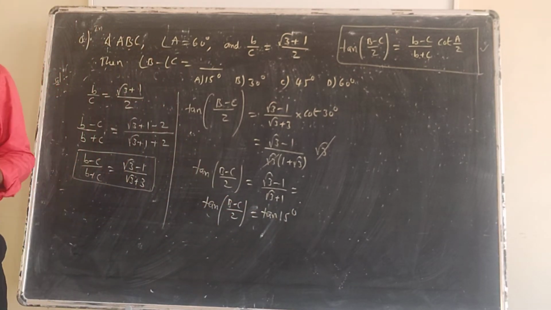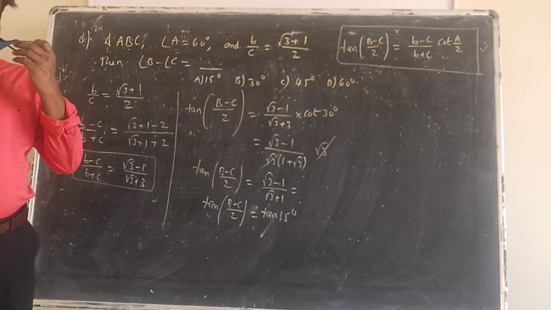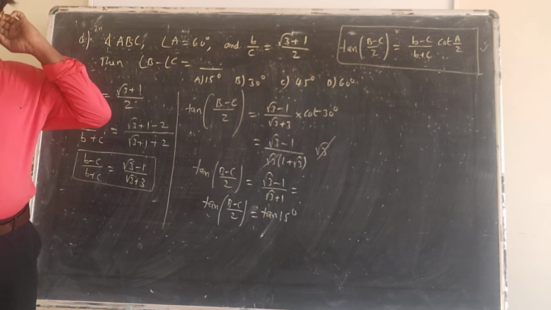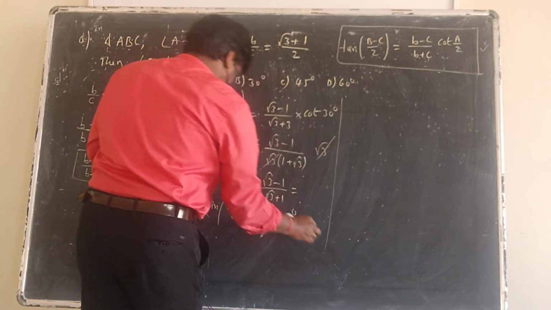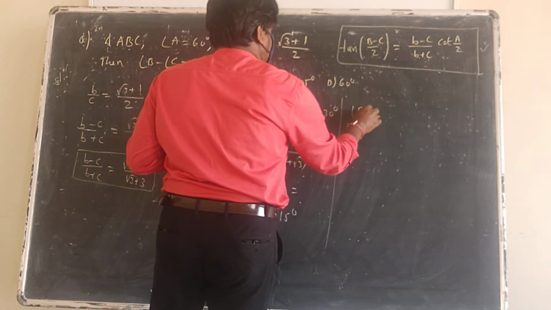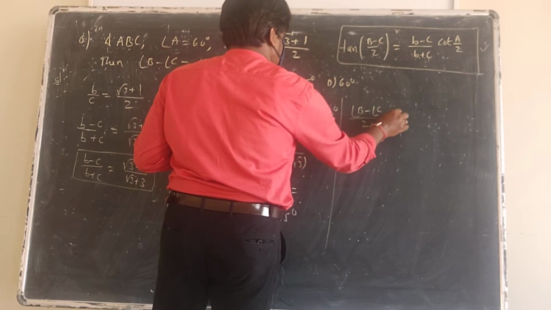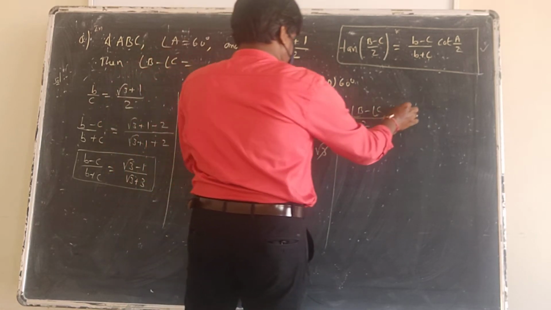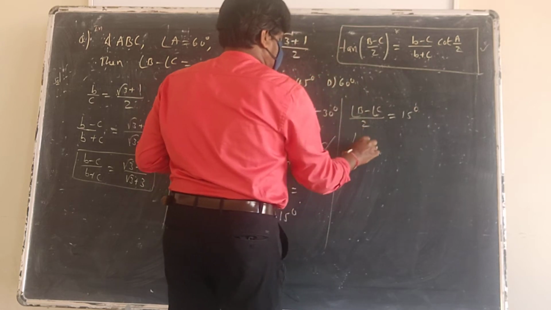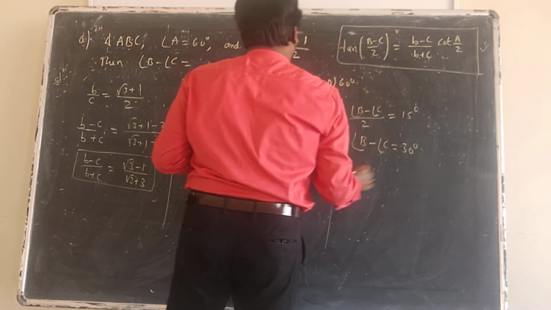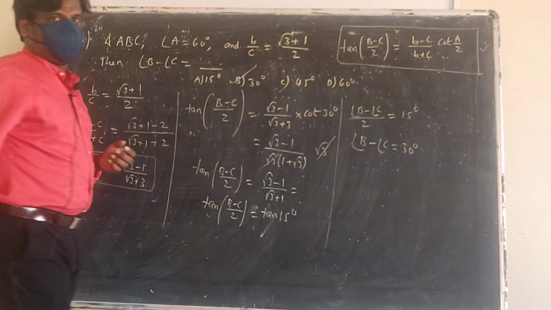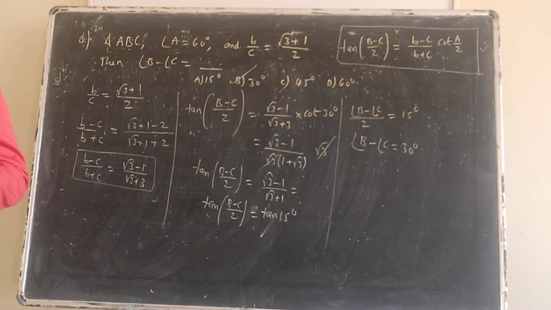We have to find angle B minus angle C using Napier's analogy, or the tangent rule. So (angle B minus angle C) upon 2 is equal to 15 degrees. So angle B minus angle C is equal to 30 degrees. That is our required answer. B is the right answer for this problem. Okay, copy down.